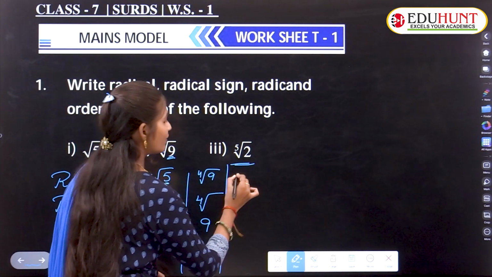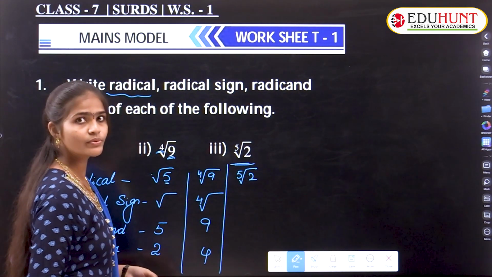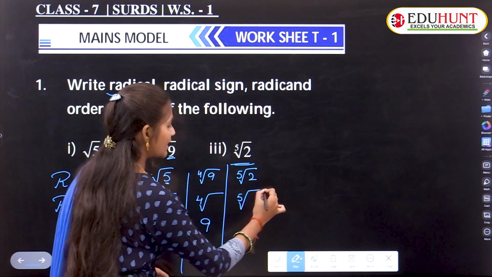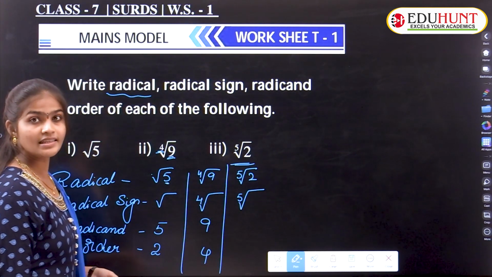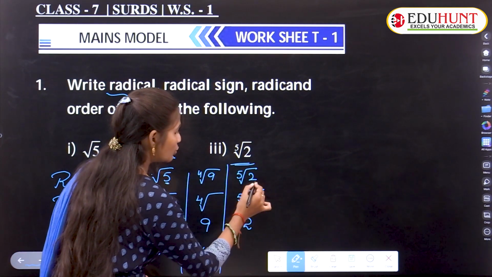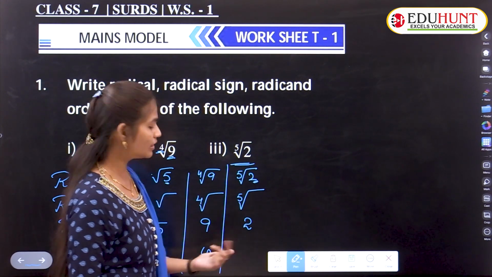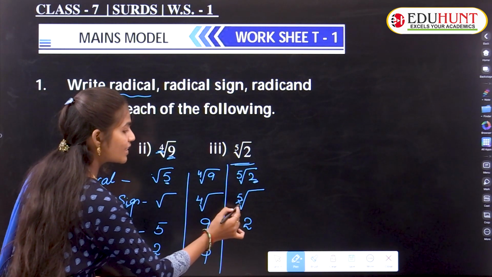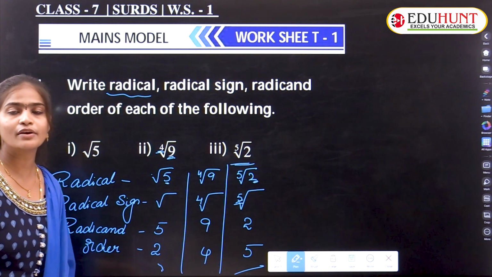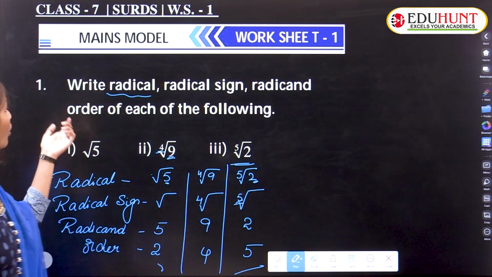Okay. Next, come to the next one. What is the given radical here? That is the 5th root of 2. Is that a surd? Yes, obviously it is a surd. Next thing is the radical sign. 5th root is the radical sign. Its radicand is 2. Under the root, whichever value is there, we consider that as the radicand. And here the order is 5. So in this way we have to identify the radical sign, radicand, and order.